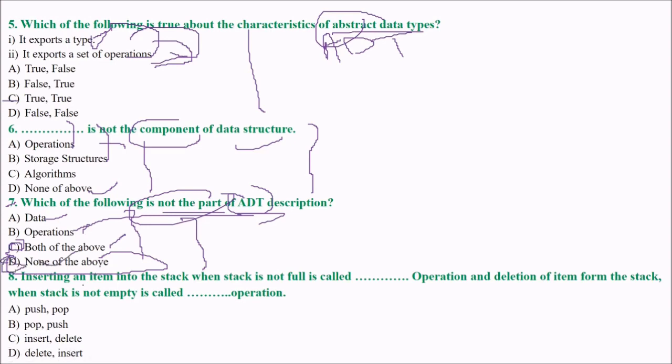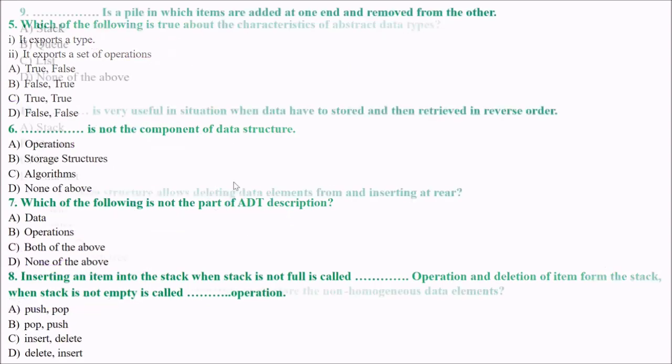Next is inserting an item into the stack when stack is not full is called dash operation, and the deletion of an item from the stack when stack is not empty is called dash operation. What is this? Can you answer? Inserting an item into the stack when stack is not full. This is push, of course push, and removing or deleting an item from the stack when stack is not empty is called as the pop operation. So we'll go with A.